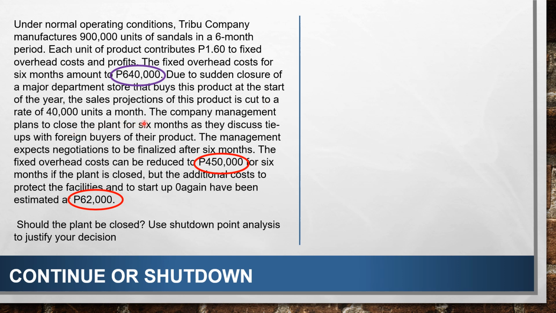The company management plans to close the plant for 6 months as they discuss tie-ups with foreign buyers of their product. The management expects negotiations to be finalized after 6 months. The fixed overhead cost can be reduced to 450,000 for 6 months if the plant is closed, but the additional costs to protect the facilities and to start up again have been estimated at 62,000. Should the plant be closed? So use shutdown point analysis to justify your decision.